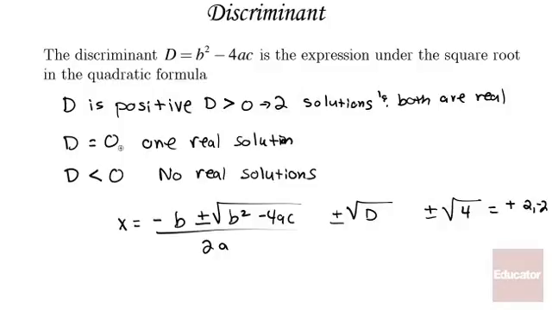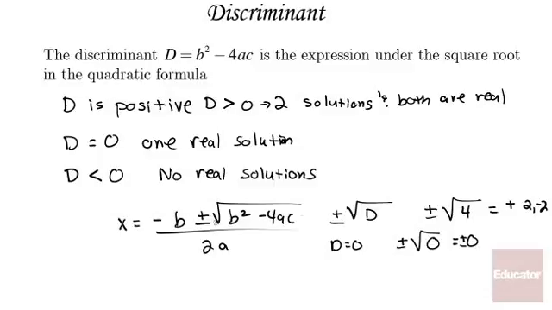Now, let's say that D is 0. So if D equals 0, I'm going to end up getting plus or minus 0. Well, there's only one square root that you're going to end up with, it's 0, and whether you have a plus or a minus in front of it doesn't make any difference.